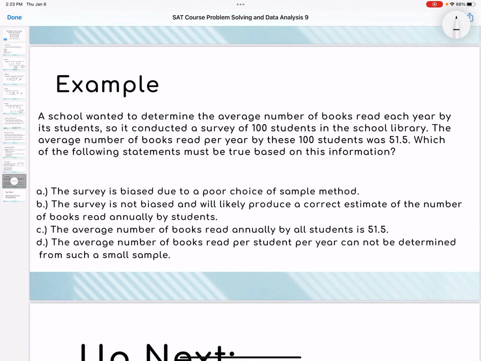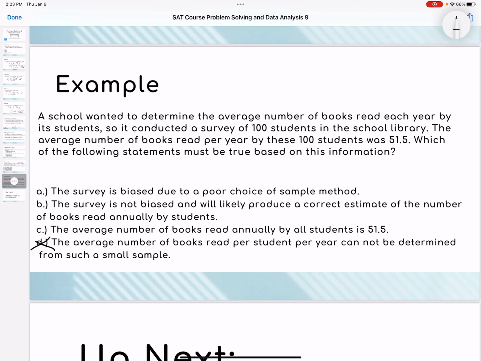So if we start with the last one we read, that the average number of books read per student per year cannot be determined from such a small sample. Well, out of a school, 100 students isn't really that small of a sample. It's not a bad sample size considering your population is only maybe a couple thousand students. So that's not a terrible sample size. So it's probably not that one.